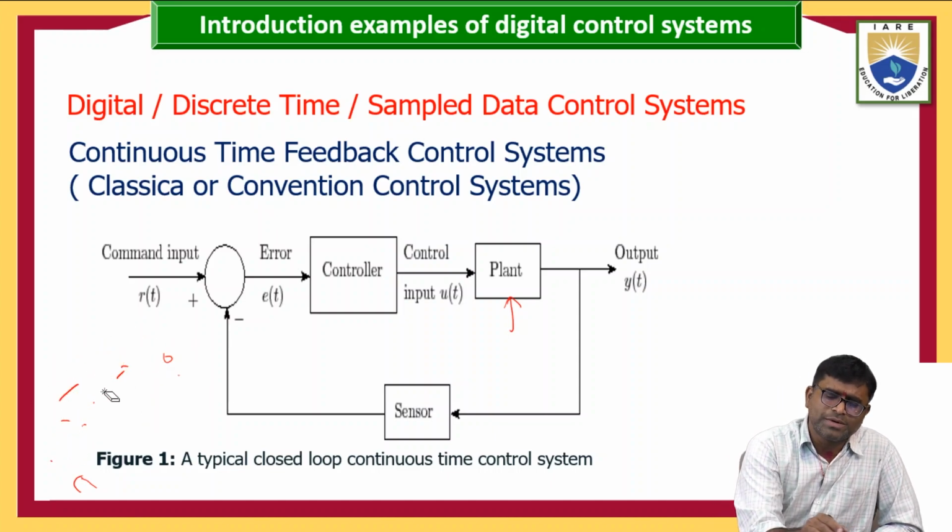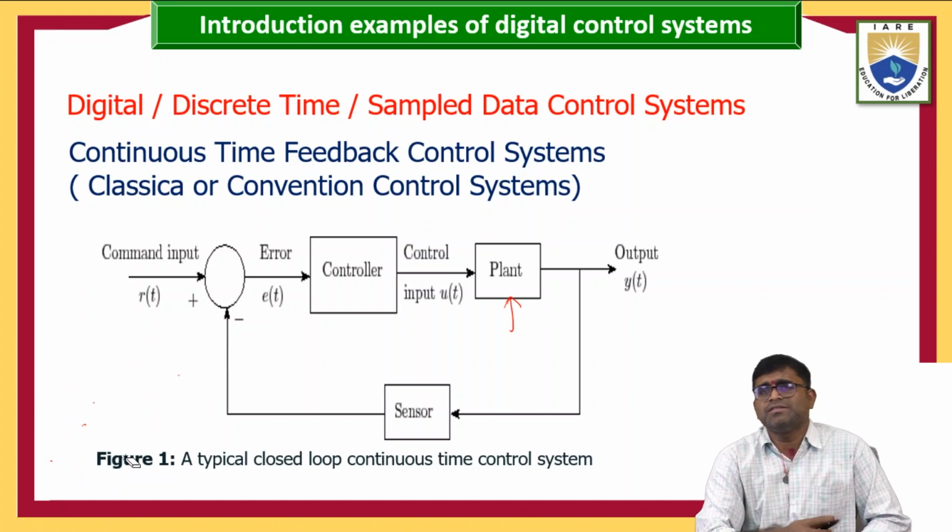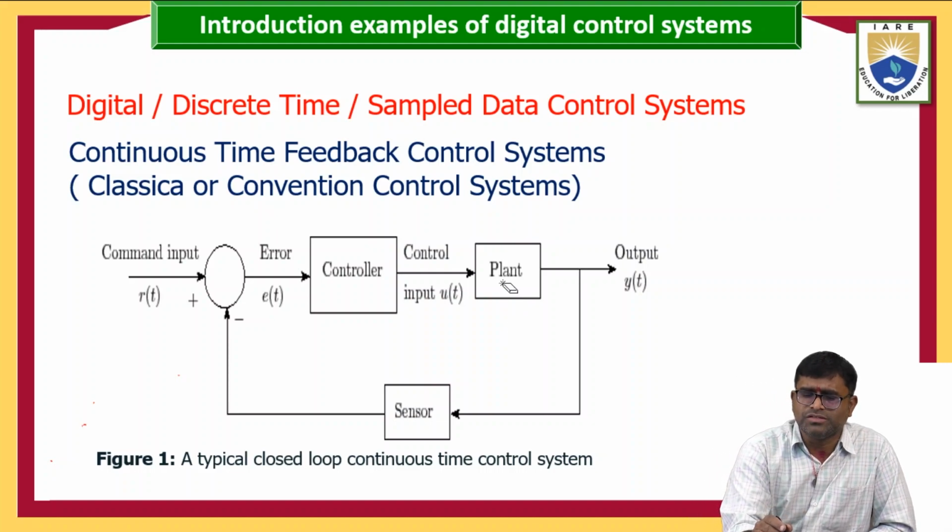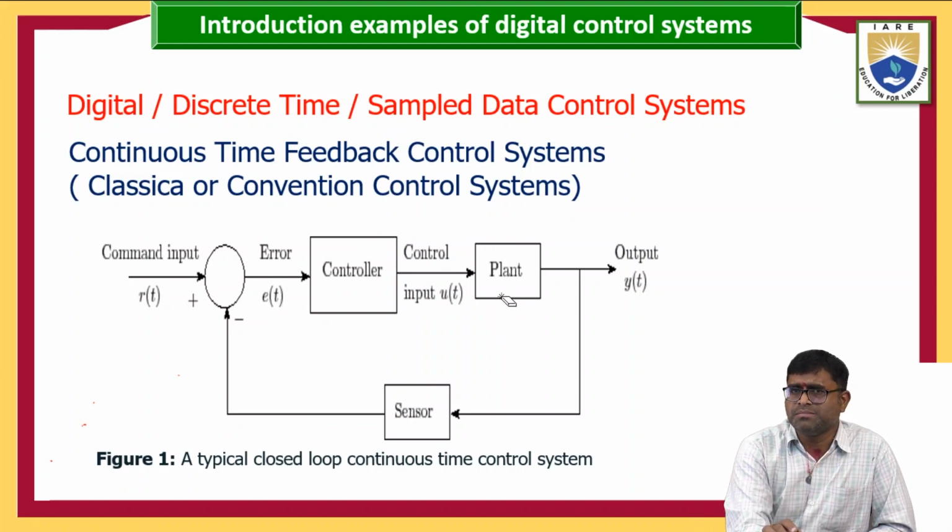Coming to the closed loop control system. In the closed loop control system, the same process is there. That is, there is a system, and for the system or plant, we have the controller.